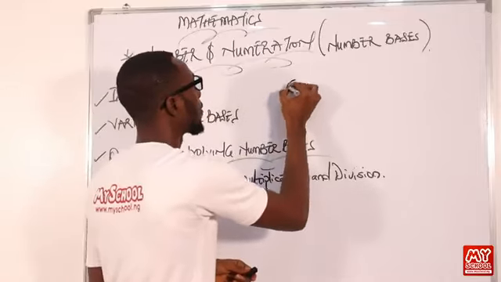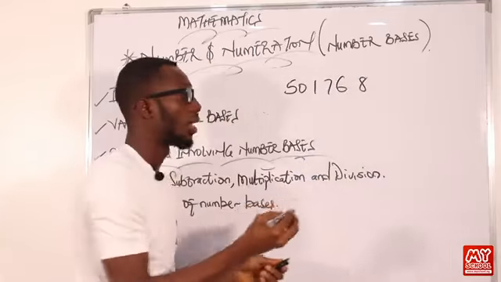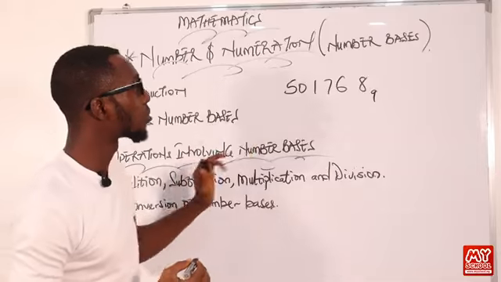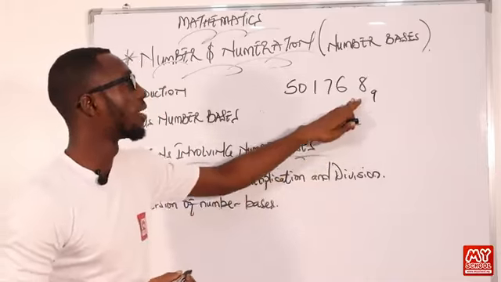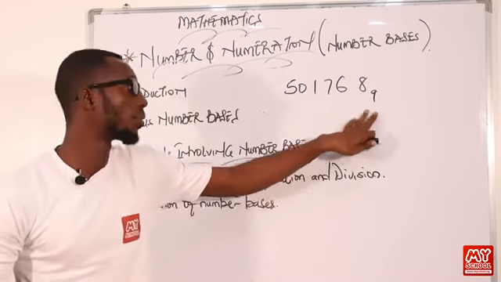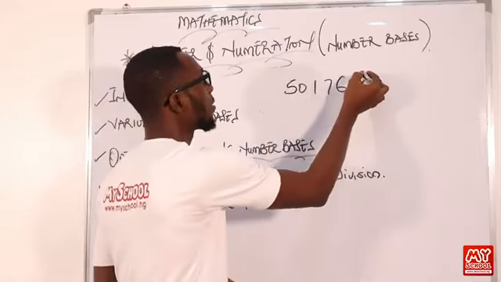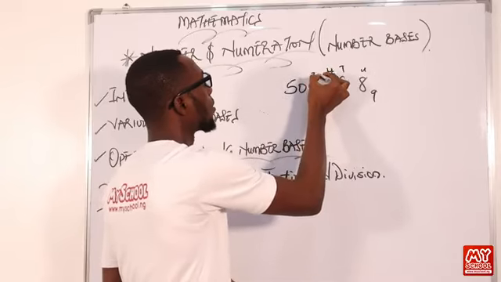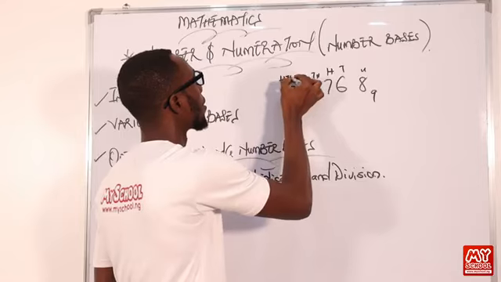So if I have something like 501768, let me say base 9. You can see I'm very cautious about the base I'm introducing. The highest digit we can have should be 1 lesser than the base system we are using. So let's now identify this is units, tens, 100, 1000, 10,000, and this is 100,000.